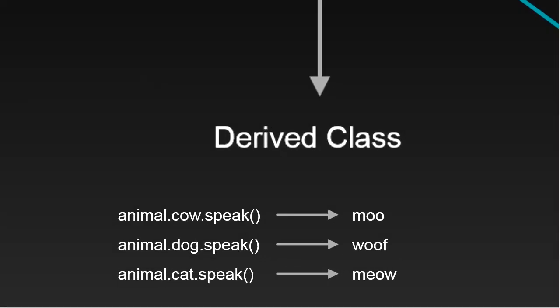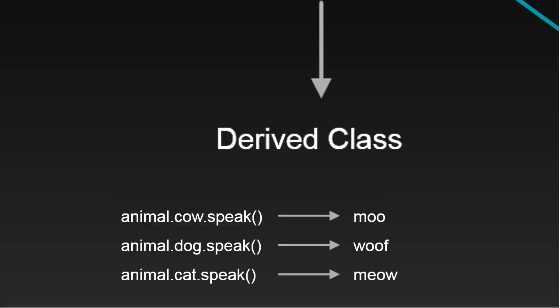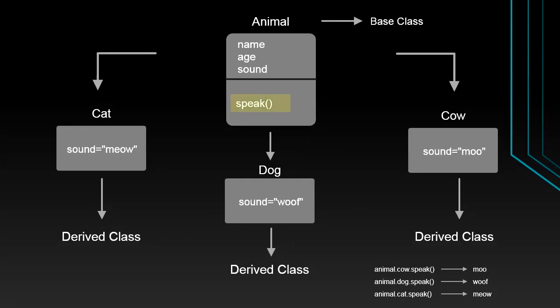That is, animal.cat.speak will return the cat's sound, animal.dog.speak will return the dog's sound, and animal.cow.speak will return the cow's sound. Here, the speak method is used in many forms and this is called polymorphism.